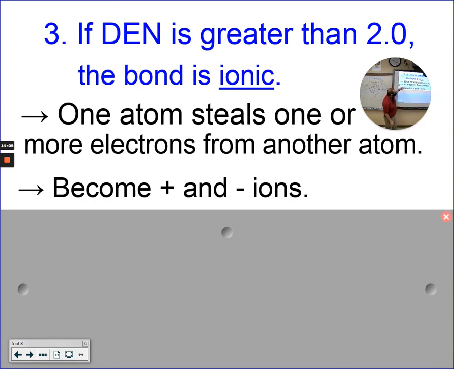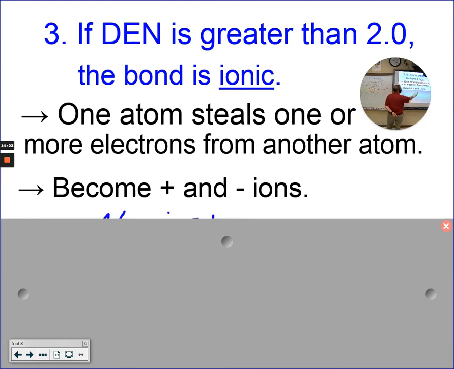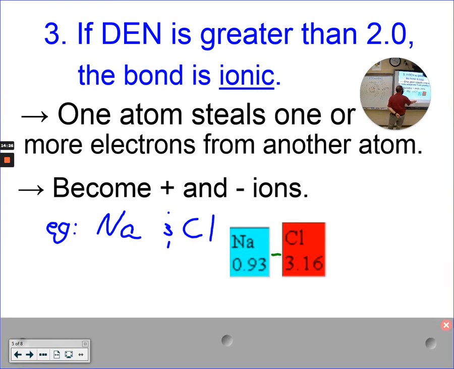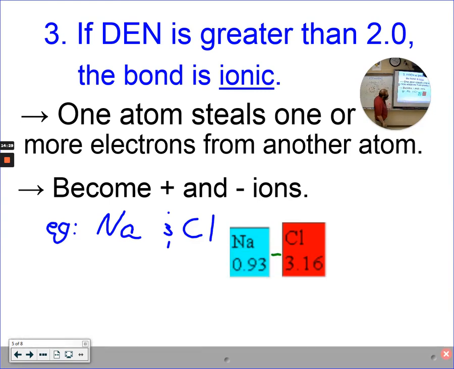Okay? And so the atoms involved, because electrons get stolen, those atoms are no longer neutral. You make positive and negative ions. Okay? And the example here I've got is sodium and chlorine. I don't even have to do the math right there to tell you that 3.16 minus 0.93 is going to be a lot bigger than 2, right? Because 3 minus 1 would be 2, and I've got more than 3 and I've got less than 1, so I know it's going to be more than 2. If you want to math it, you're more than welcome to.